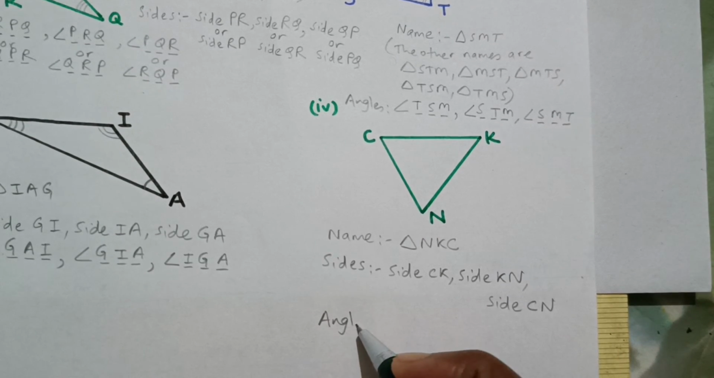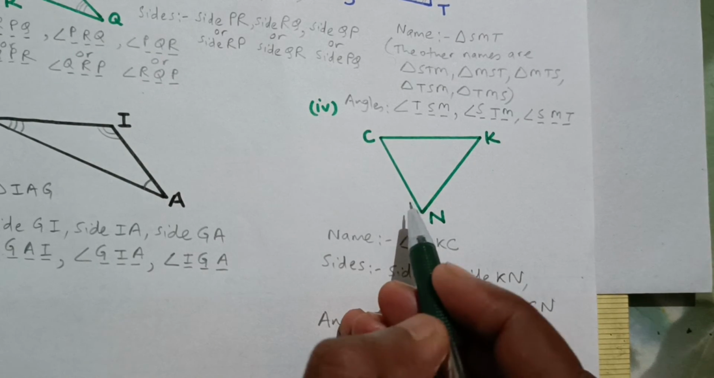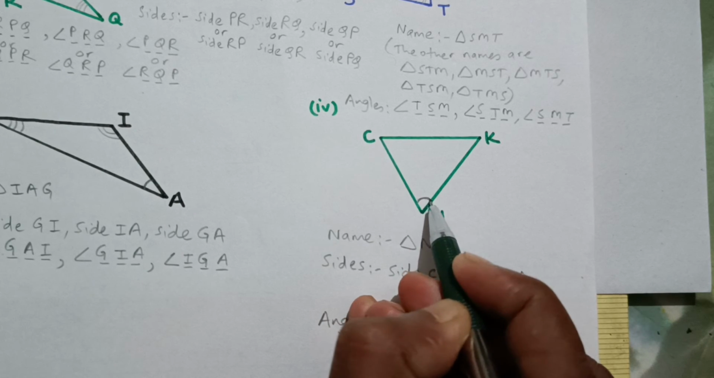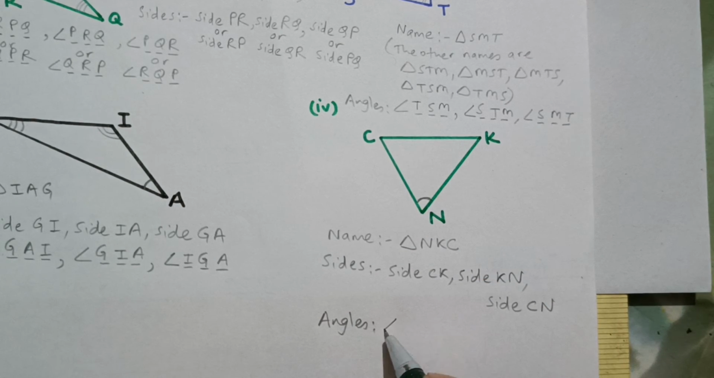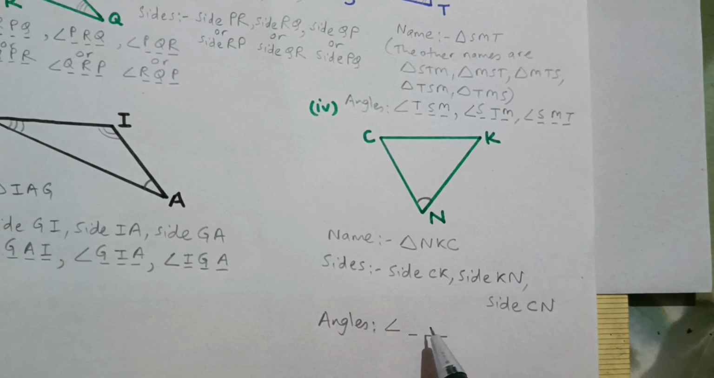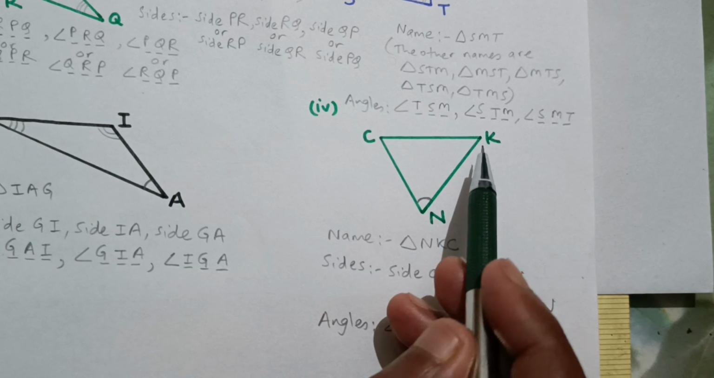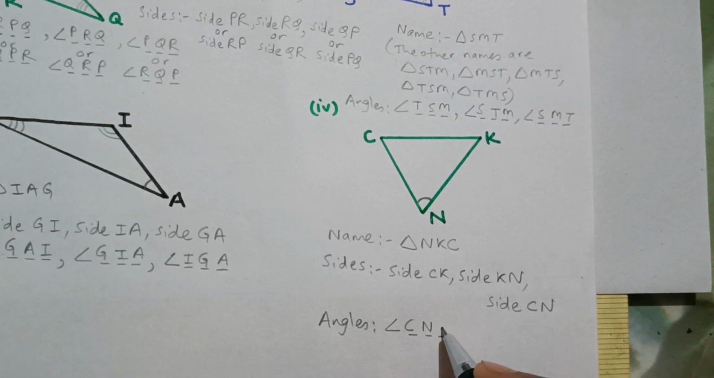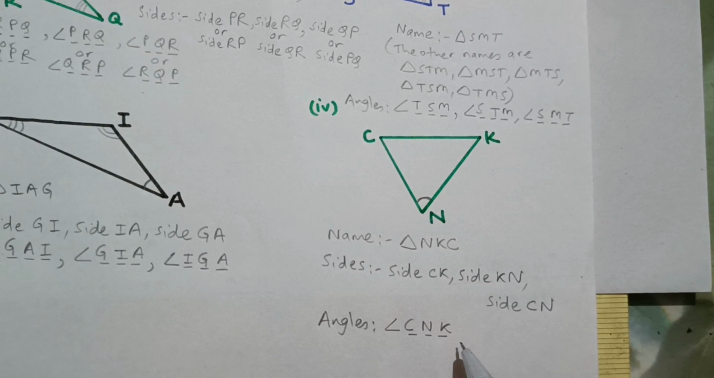Now angles. What are the three angles of this triangle? So let us start with this angle. This angle is formed at the corner N or the vertex N. So angle, we will write it with three letters. So N will be the middle letter. And then the other two letters are C and K. So I will write C over here and K over here. You can write K over here and C over here also. So this angle is angle CNK.